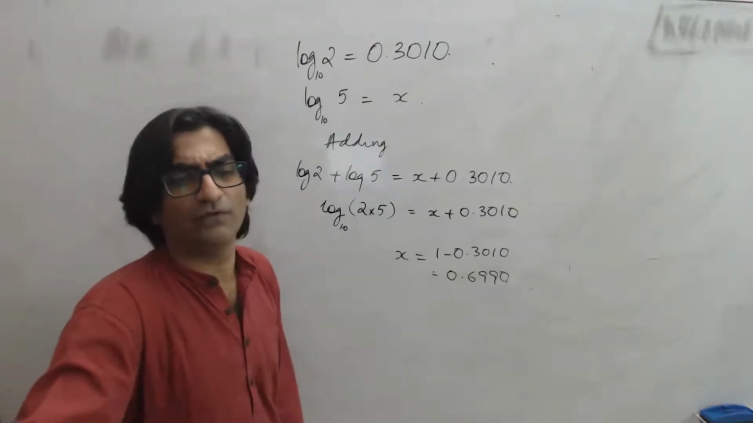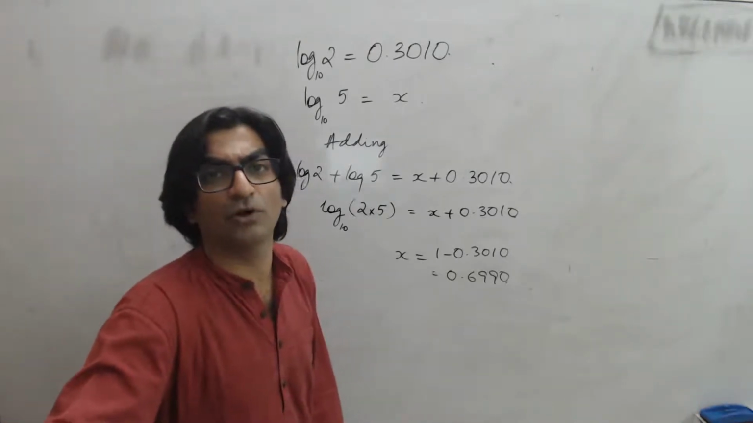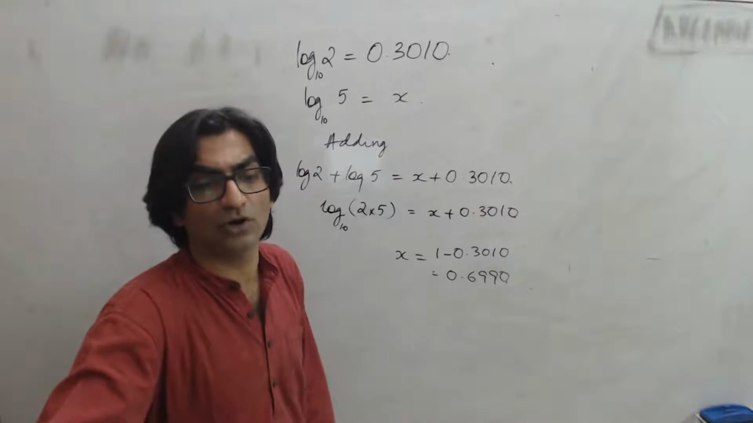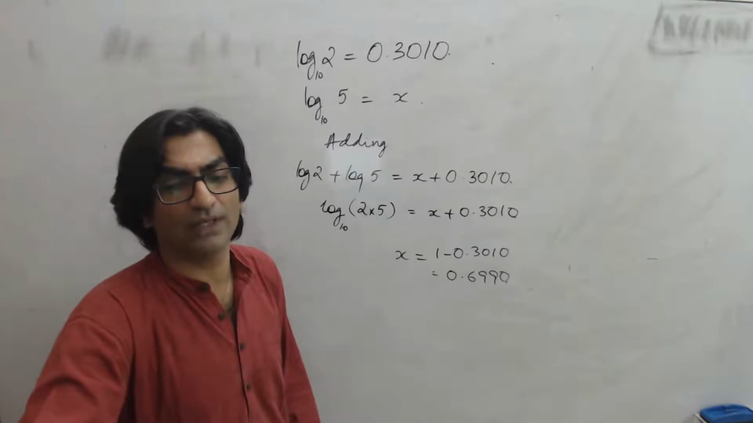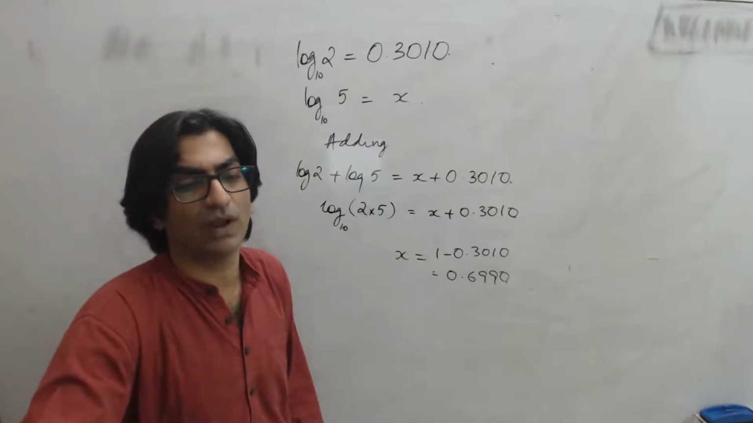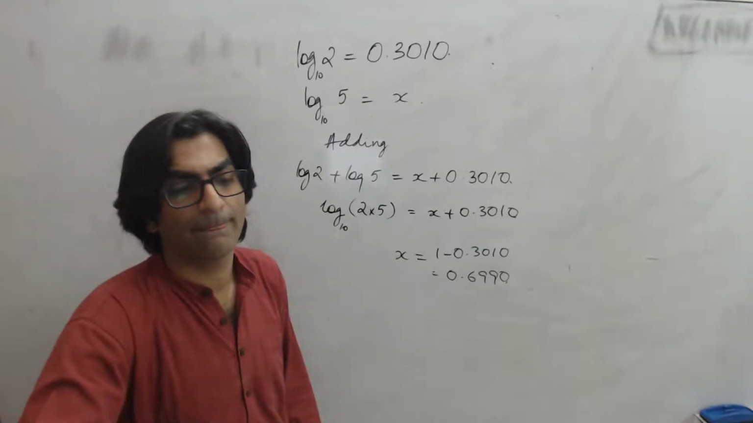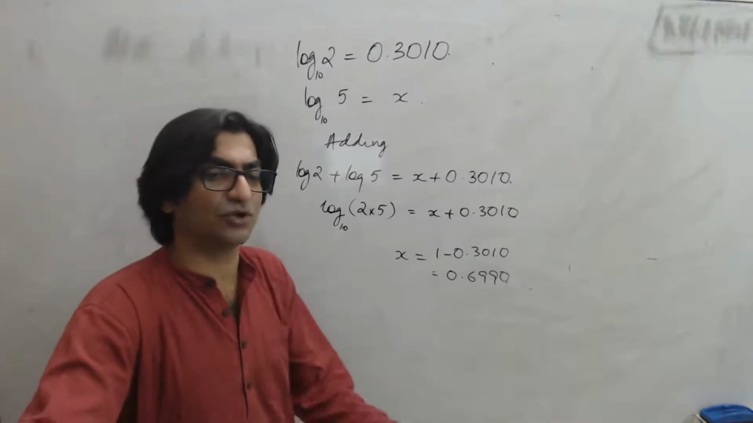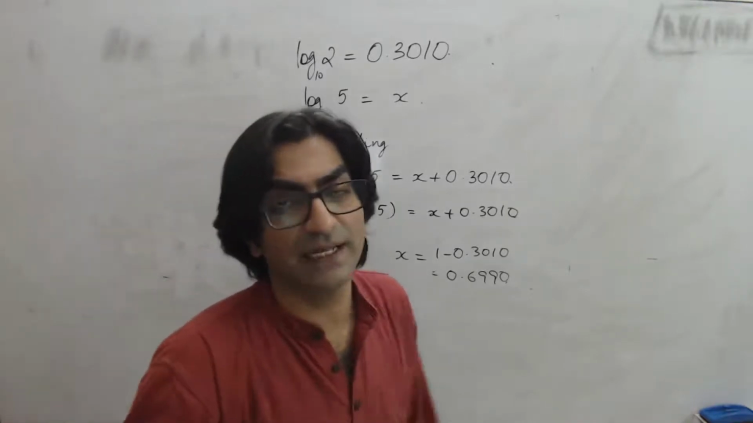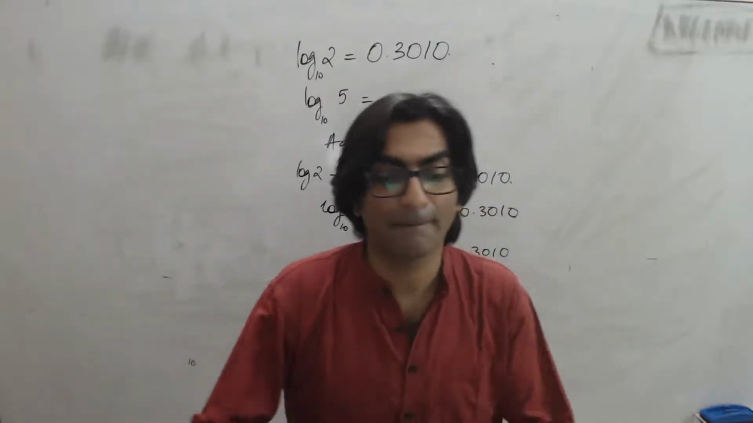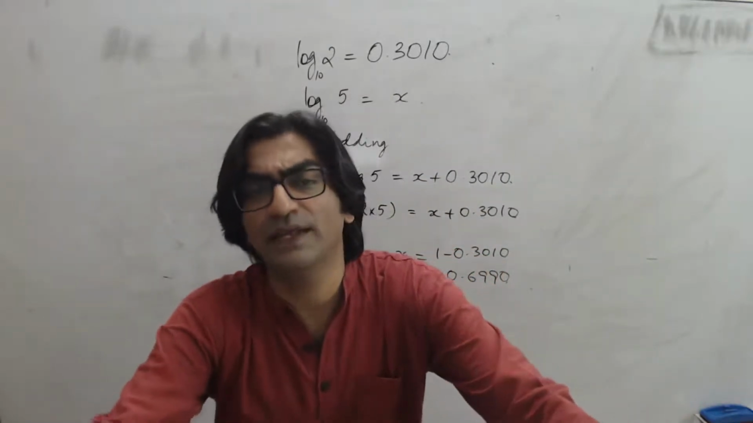So log 1.5 will be log 3 upon 2, which means log 3 minus log 2. So just subtract the two. Answer is 0.1761. In fact, the calculation is also very easy because the option choices are all very wrong. Options B, C, and D can't be the difference, it has to be option A.